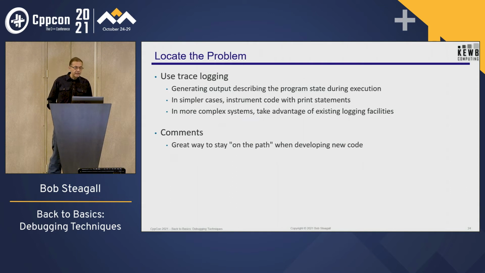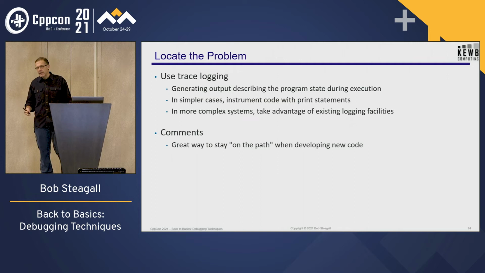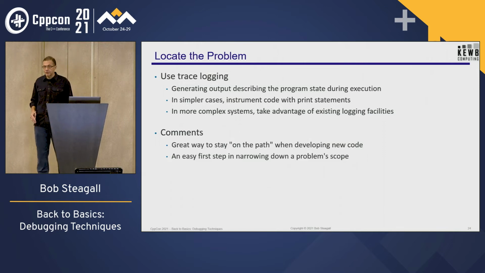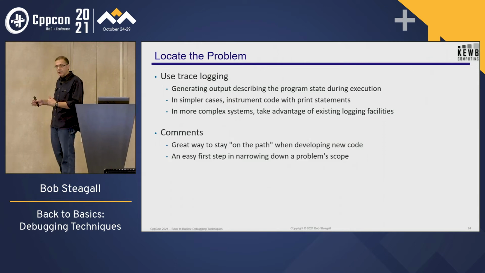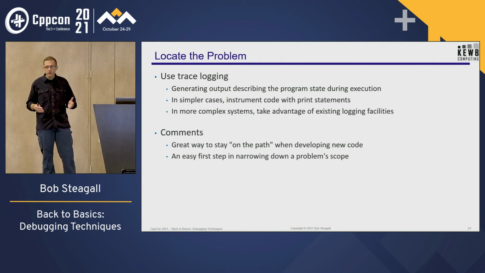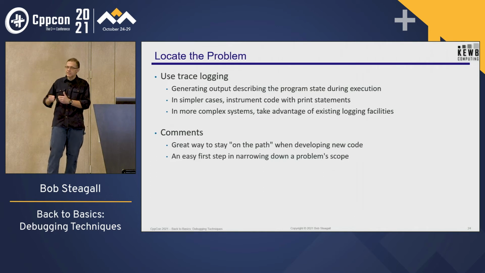This is a great way to stay on the path for developing new code, right? It may or may not be useful with existing products. It's an easy first step when you're trying to narrow down a problem's scope. And remember, I talked about eliminating sections of code. Well, perhaps with trace logging, as you're logging, I'm at point A, I'm at point B, I'm at point C. And if you know that you never get to point D because things fail, then you could probably eliminate the stuff that comes after point D.